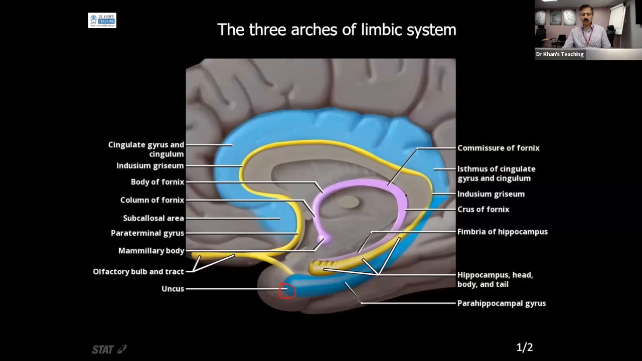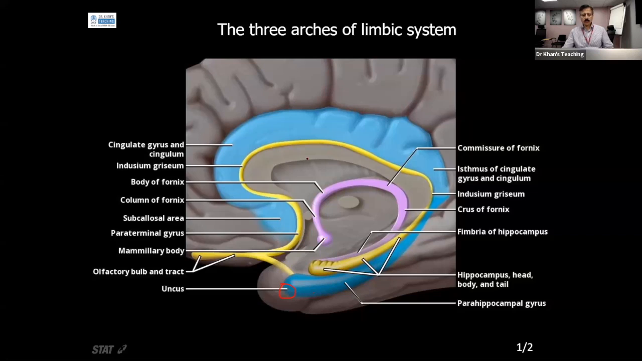And as we go superiorly, it is touching the splenium. Here, the 2 fornices, right and left, will be in communication through the commissure of fornix, but here it will become the body of fornix. And then it will turn like this and ultimately turn into what we call the column of fornix, which will end up in the mammillary bodies. Remember the mammillary bodies, which are sitting in front of the midbrain.